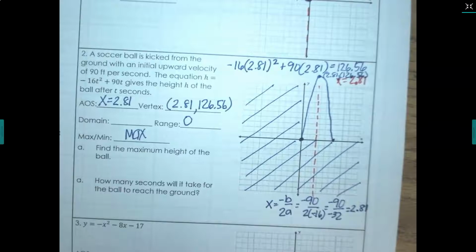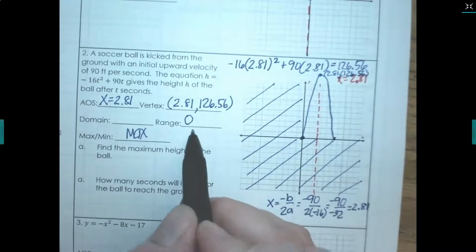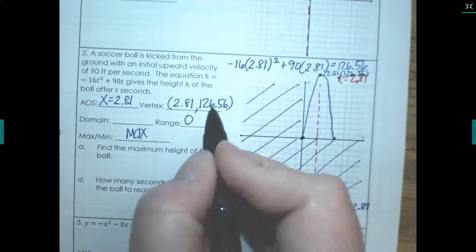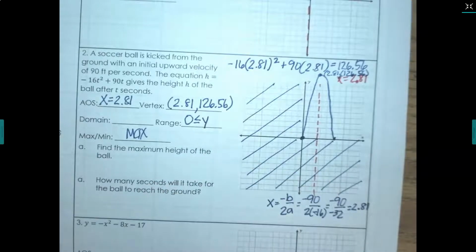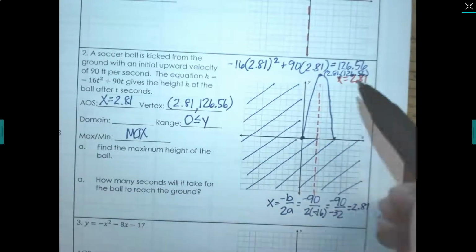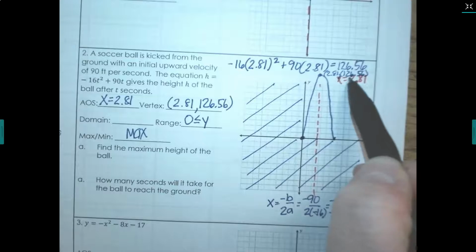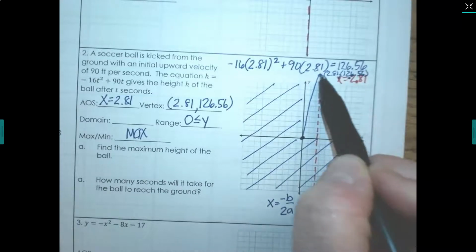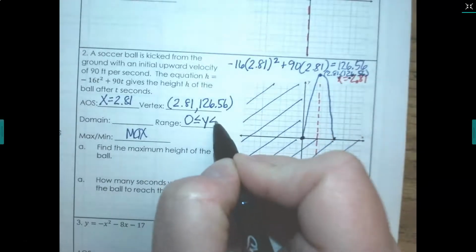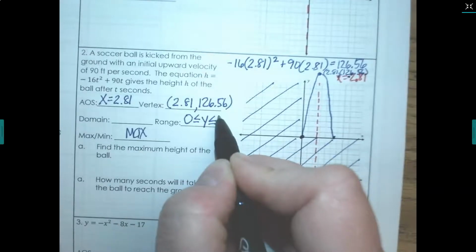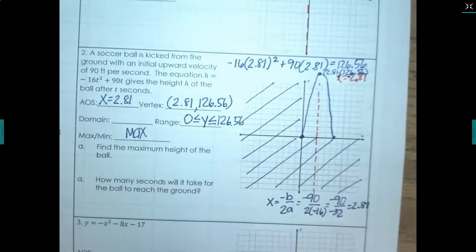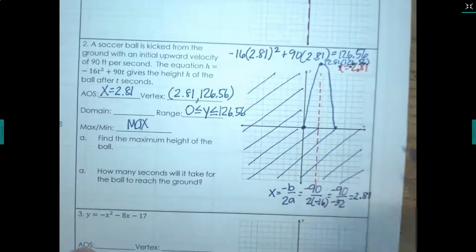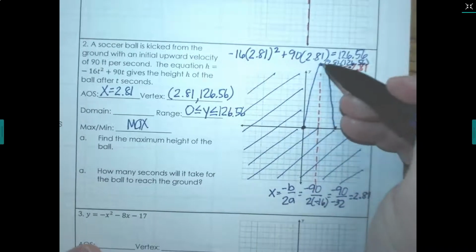Okay, so we've got to do our full interval notation. We talked about this previously. So 0 is less than or equal to the y value because we're talking about y values. But it doesn't go up forever. It doesn't go past the y value of the vertex because that's the very highest point. So that's going to be no more than 126.56.